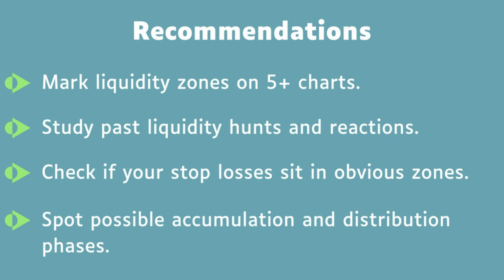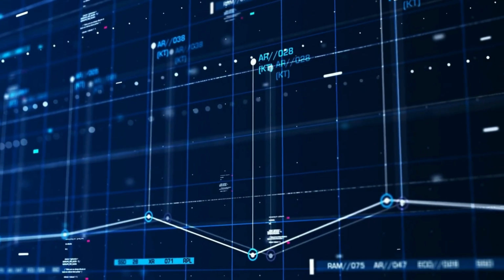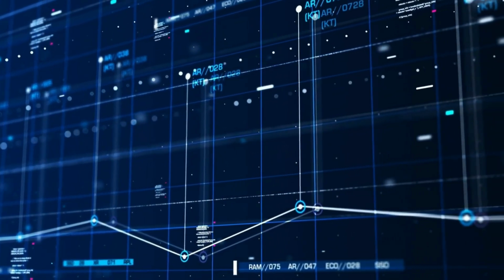In our next section, we'll explore key SMC terminology, including order blocks, breaker blocks, fair value gaps, and more. These concepts will build on your understanding of the liquidity game and help you identify specific trading opportunities.